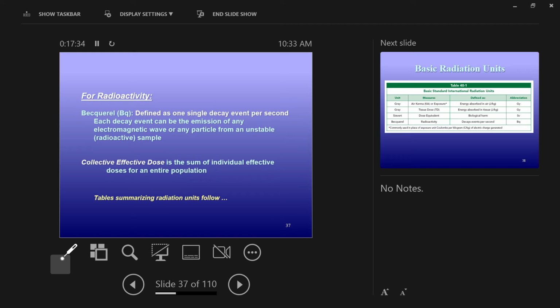And just to get one more on the table, because there are more. We're not going to use it so much, but we should be familiar with it because it will come up in conversation. The gray and the sievert are great for measuring energy deposited and biologic harm, but if we want to measure radioactivity, something that can't be turned off, right?